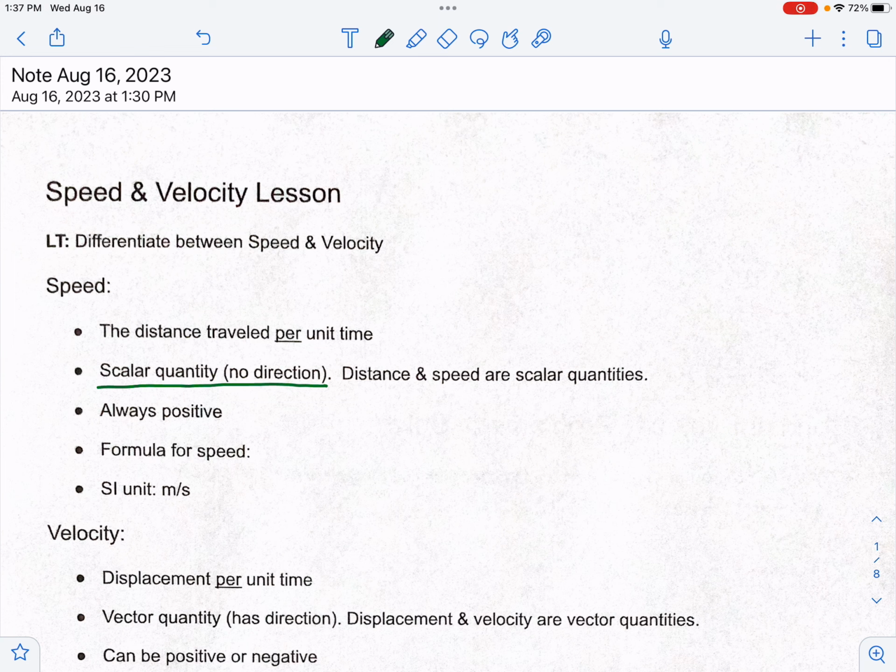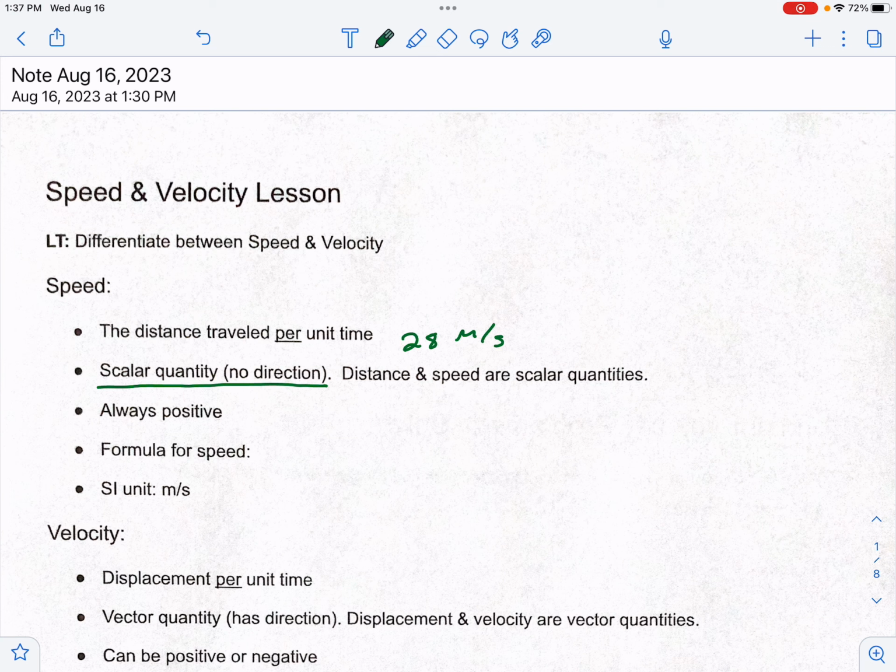Okay, so an example would be like me saying 28 meters per second. That would be scalar because there's no direction involved. It's not telling me where it's going, it's just telling me a number. So distance and speed are both scalar quantities. Distance doesn't care about which direction you go. You're just basically adding it all up. Therefore, speed doesn't care either.